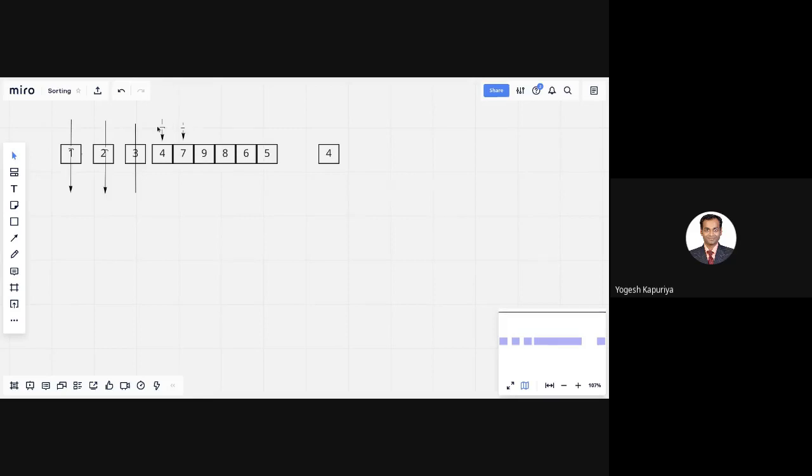Once again, you can see I and J have overlapped. Overlapped means the algorithm will terminate here. Pivot number will be swapped with A of J. Here pivot is 4 and A of J is also 4, so they will not be swapped. It is already the same number, so there is no need for a swap operation. So that indicates your partitioning. My numbers are partitioned into 2 parts.